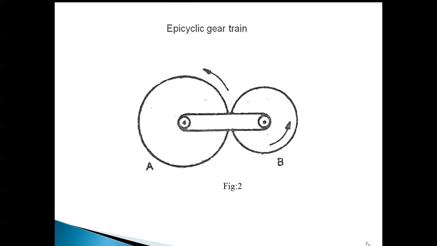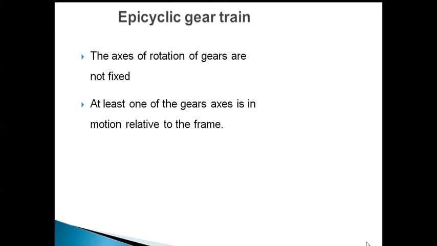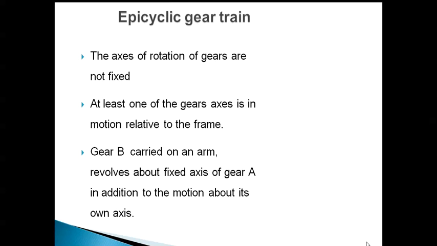Whereas in an epicyclic gear train, the axis of rotation of gears is not fixed. At least one of the gears' axis is in motion relative to the frame.